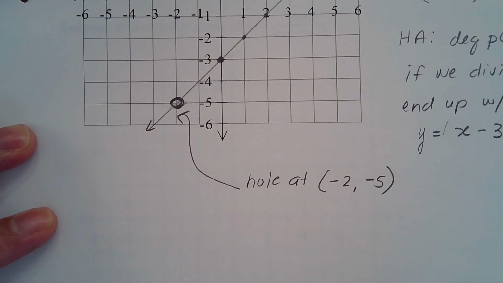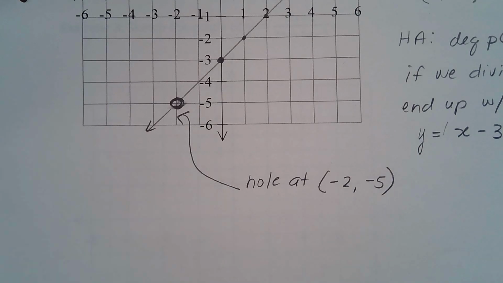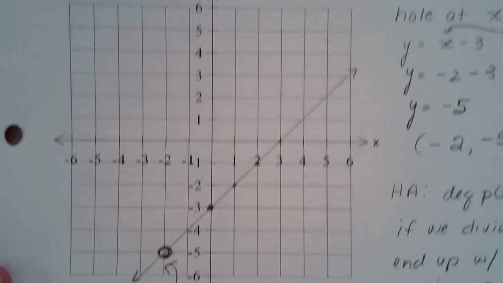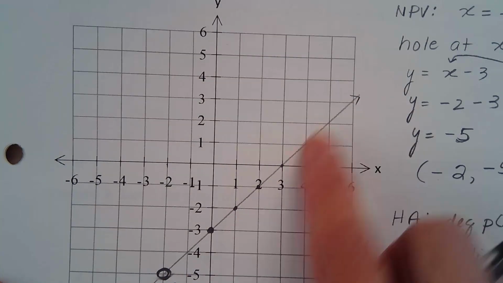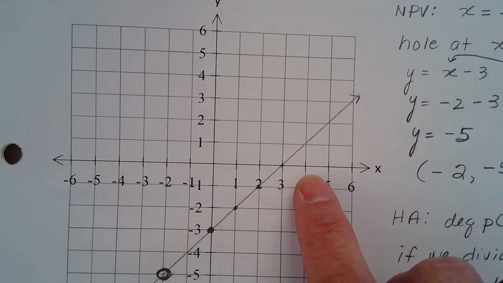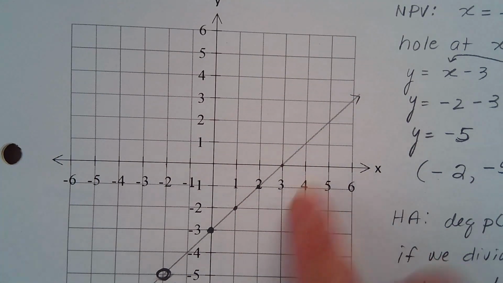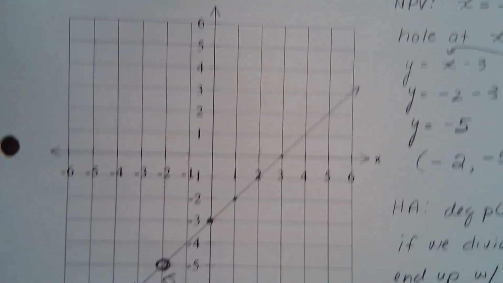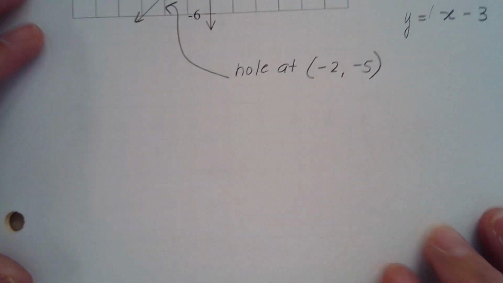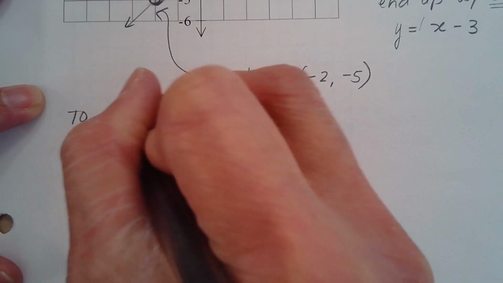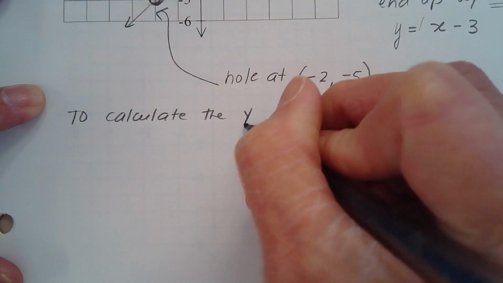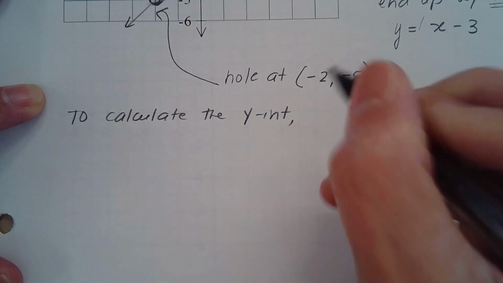What about the intercepts? The only thing that we didn't do is the x-intercept and y-intercept. We can actually see them from the graph, but how do you calculate them algebraically? To calculate the y-intercept, what do we need to do?